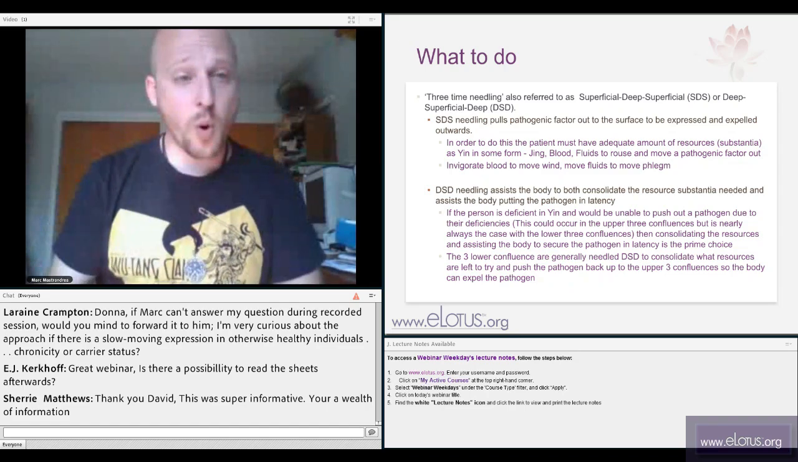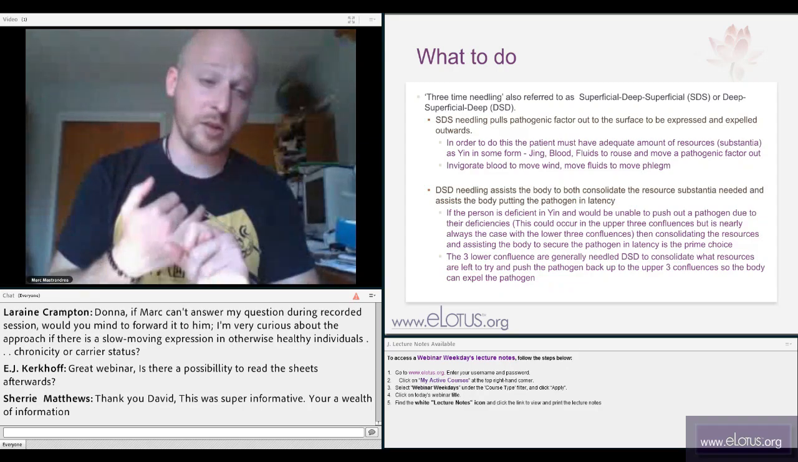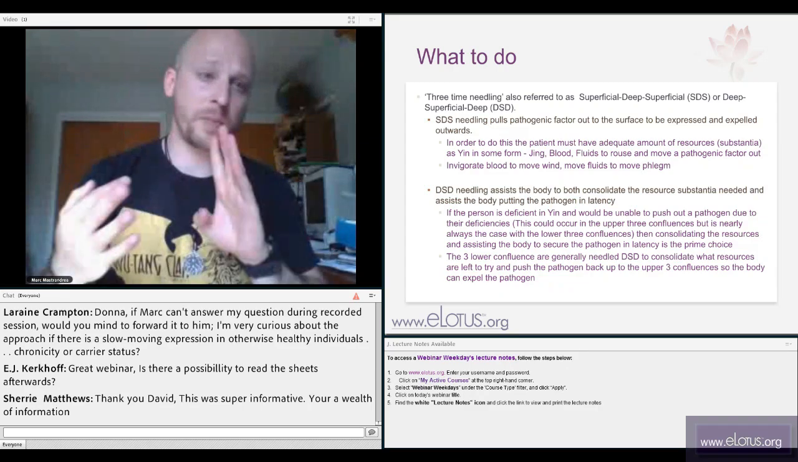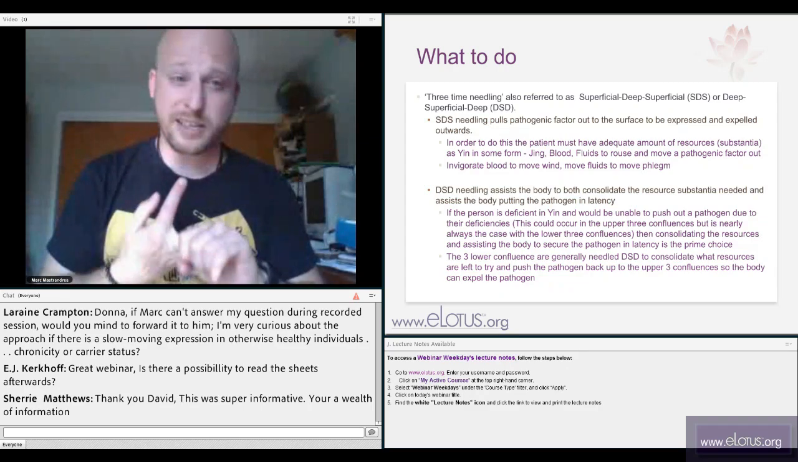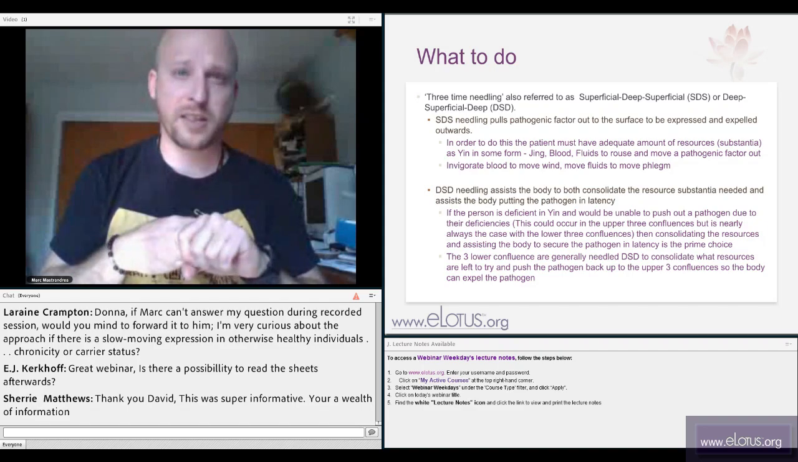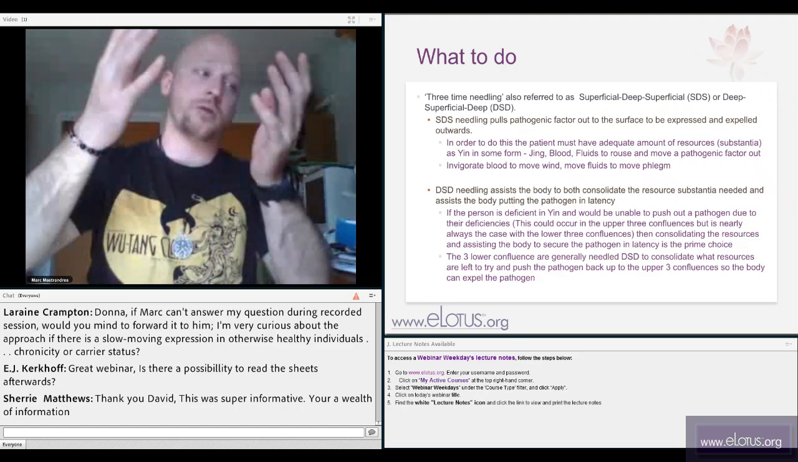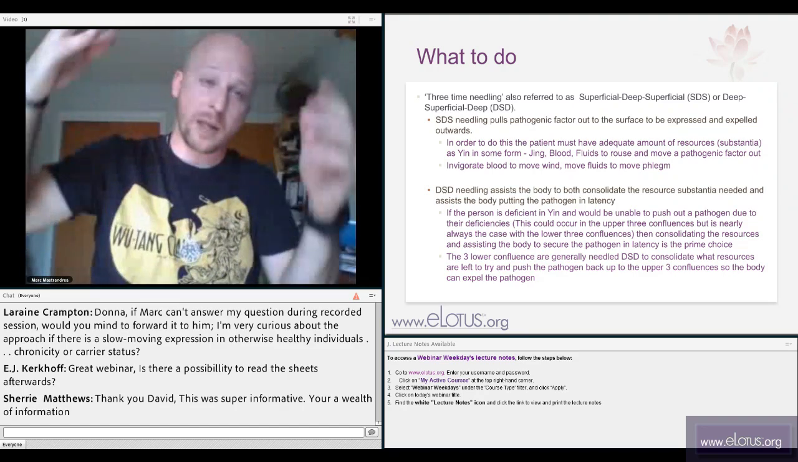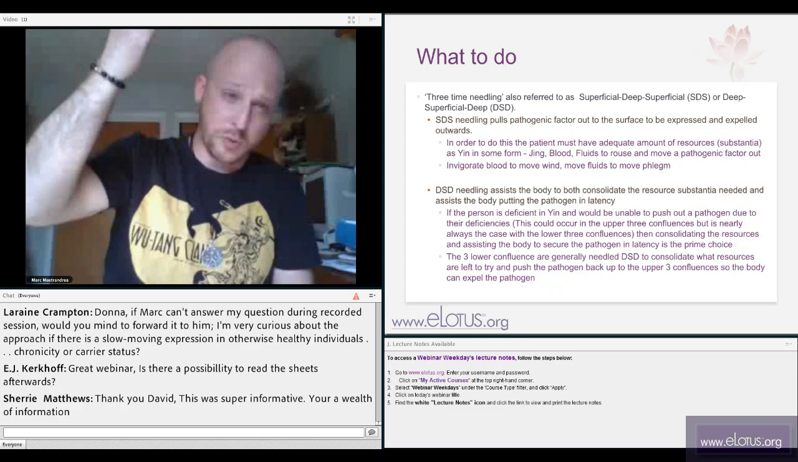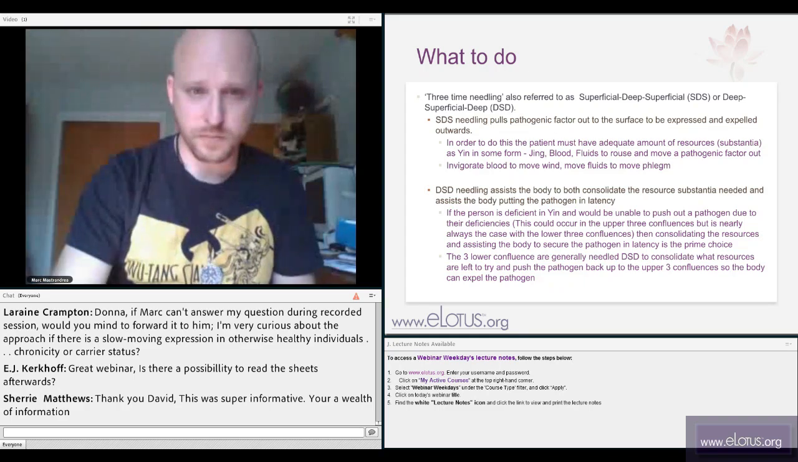When you're dealing with the lower three confluences, small intestine, heart, Sanjiao, pericardium, large intestine, lung, you're consolidating. You're not going to be able to express COVID out from that level. You need to consolidate, and then you'll notice the symptoms change and they get better. They move up, they move to the upper confluences. Then you can start to clear from there.